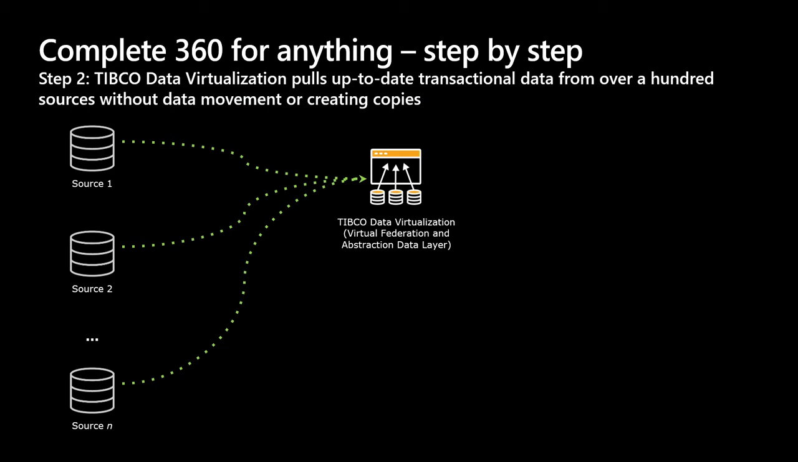Step two is then leveraging TIBCO data virtualization to pull that up-to-date transactional data from over 100 different sources without moving or copying data. Because one of the challenges with Kasikorn Bank is they didn't want the customers hitting those source systems, because that would put additional strain on those data warehouses that had that information. So by putting data virtualization on top of that, they had a layer of protection between the consumers and the source data.